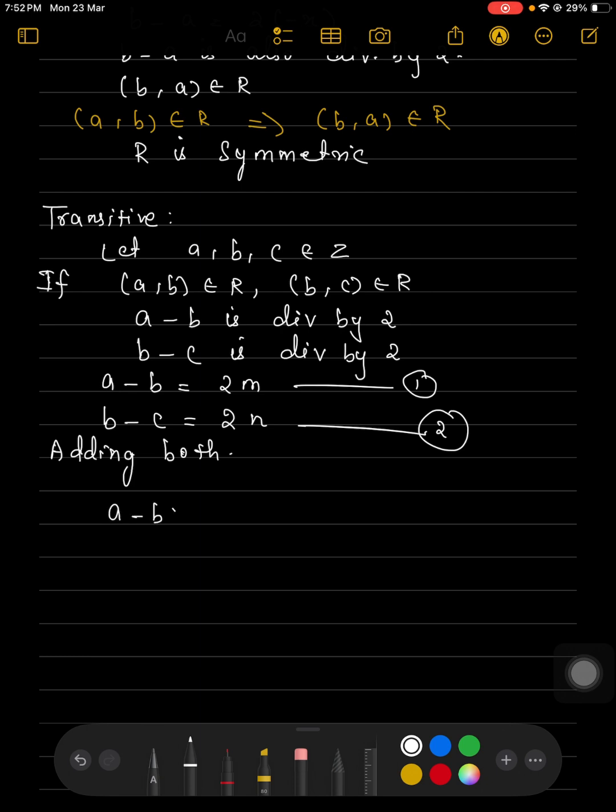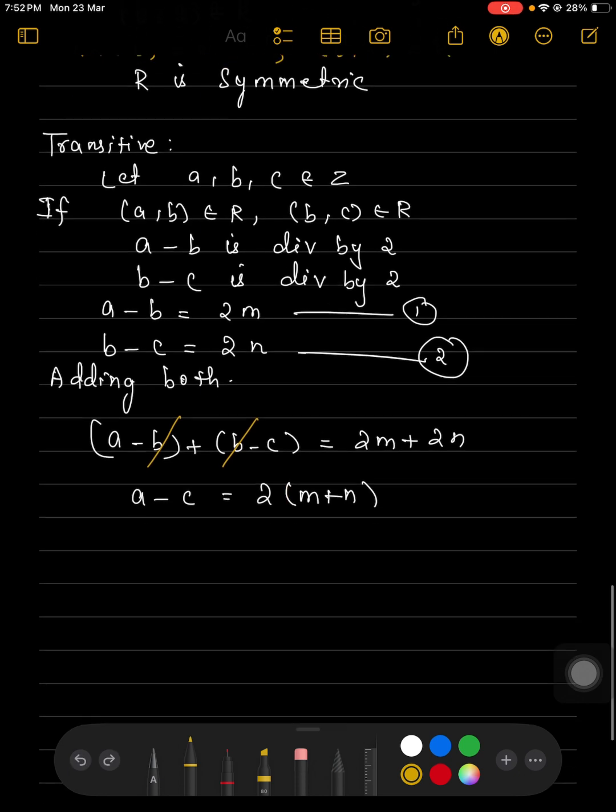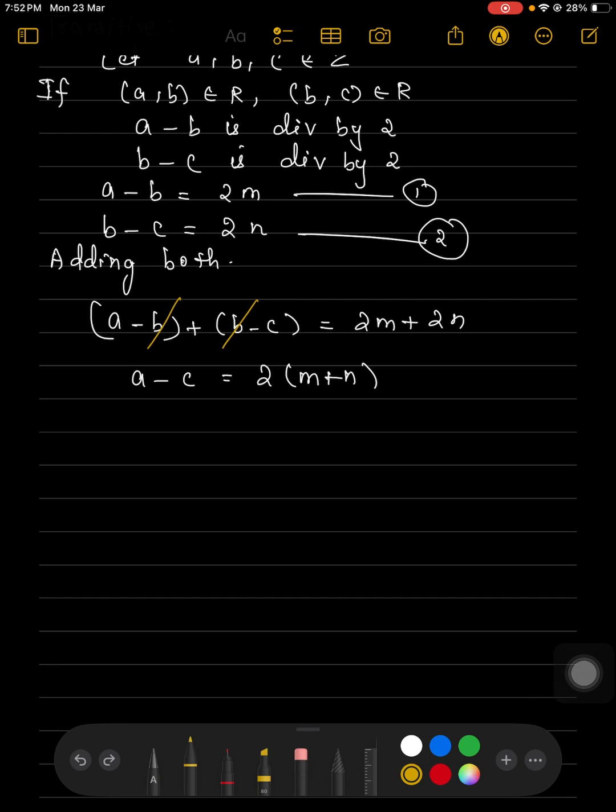A minus B added with B minus C equals 2 times M added with 2 times N. Here B gets cancelled. You get A minus C is equal to 2 times (M plus N). Please note again I am able to write 2 times. What do you mean by 2 times of some integers? Which means A minus C is also divisible by 2. So I will get the A comma C pair in relation.